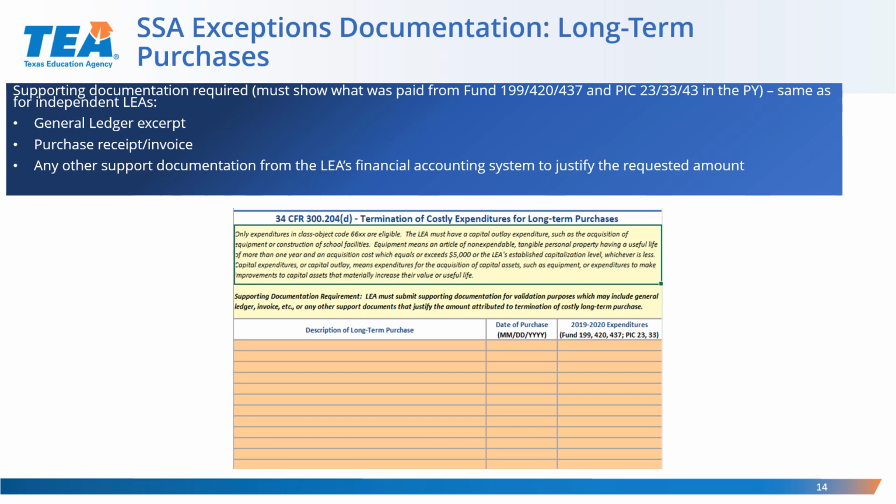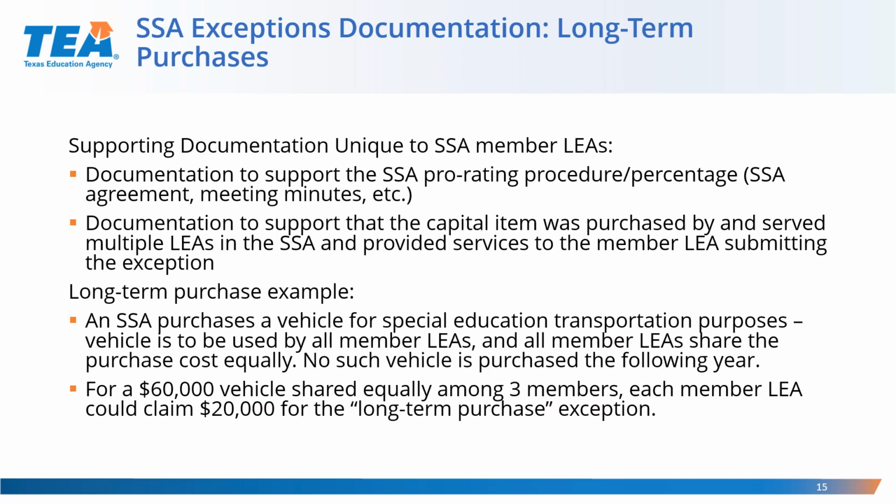Some examples of supporting documentation are General Ledger Excerpt, Purchase Receipt and/or Invoice, or any other supporting documentation from the LEA's financial accounting system to justify the requested amount. Supporting documentation unique to SSA member LEAs can be documentation to support the SSA prorating procedure and/or percentage. For example, SSA agreement, meeting minutes, etc. In addition, documentation to support the capital item was purchased by and served multiple LEAs in the SSA and provided services to the member LEA submitting the exception.